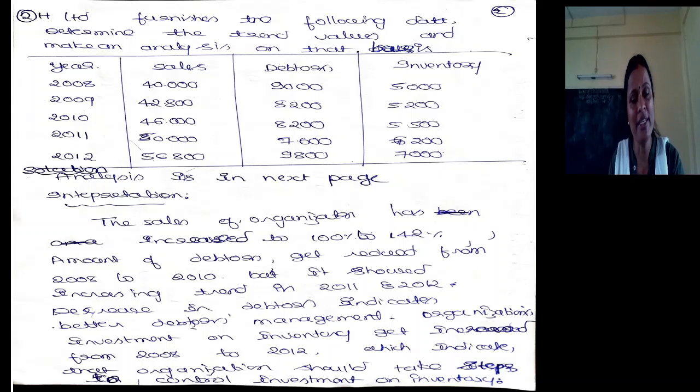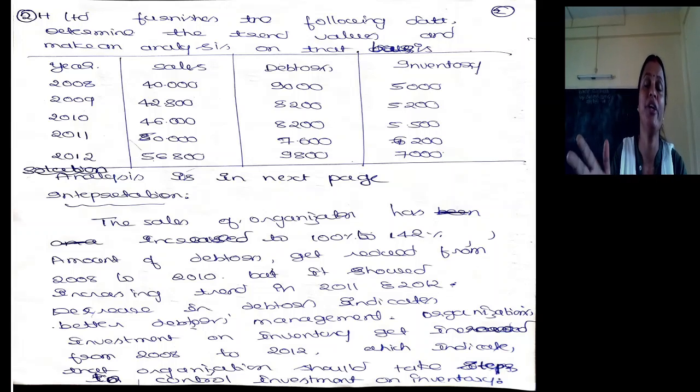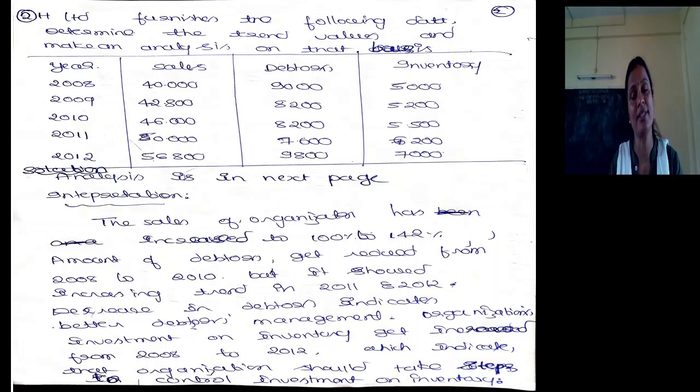Here, we get reduced debtors. It indicates good debtor management, meaning you are converting debtors into cash, but inventory has increased, so you need to take steps or concentrate on that area. This is how you can comment.